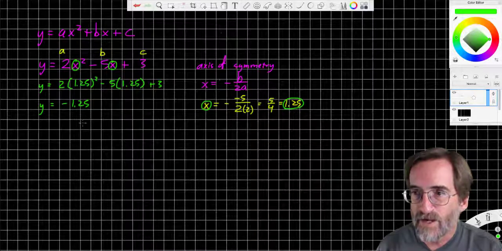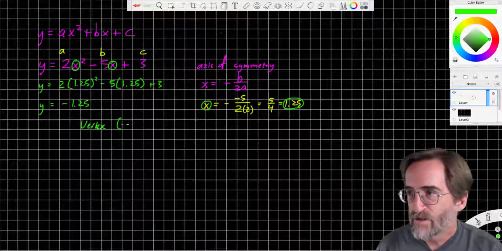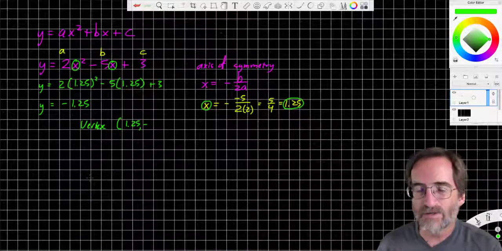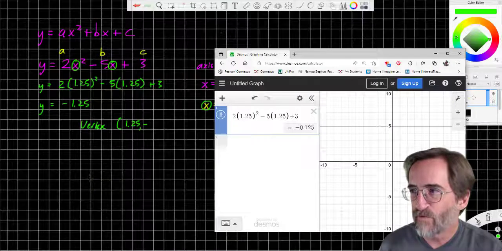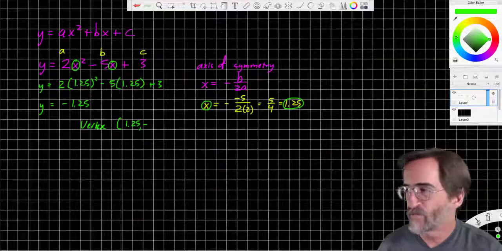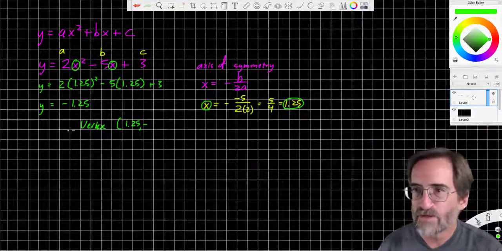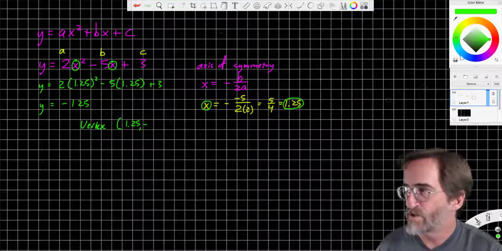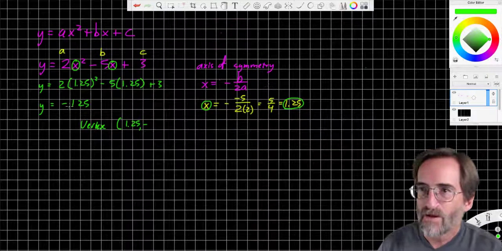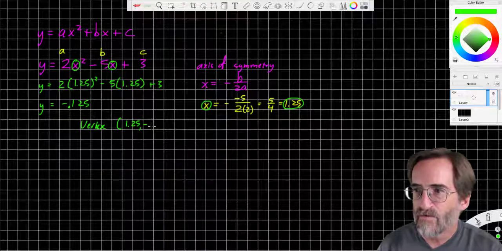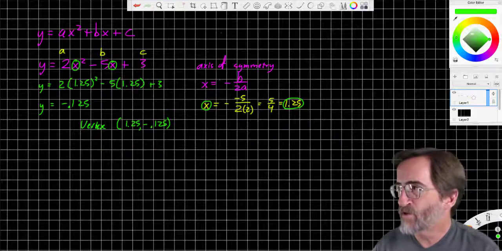The vertex is at 1.25 comma negative 0.125. I put the decimal in the wrong place. Negative 0.125. Okay, and so let's graph here.